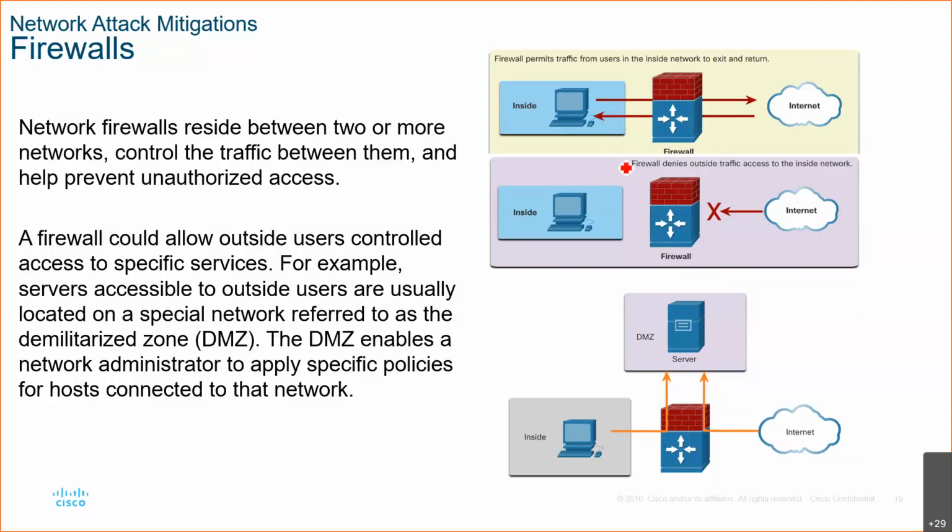Now you will see something over here, a DMZ server, a demilitarized zone. So a firewall could allow outside users to access specific services. If you have got proper authentication, you can access special services. Now these services, we put in a special place, like access to Moodle. We call it the demilitarized zone. We put a server over there.